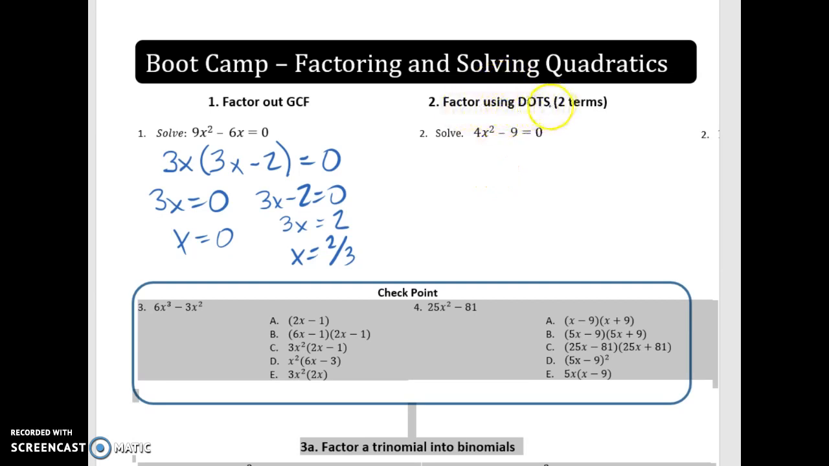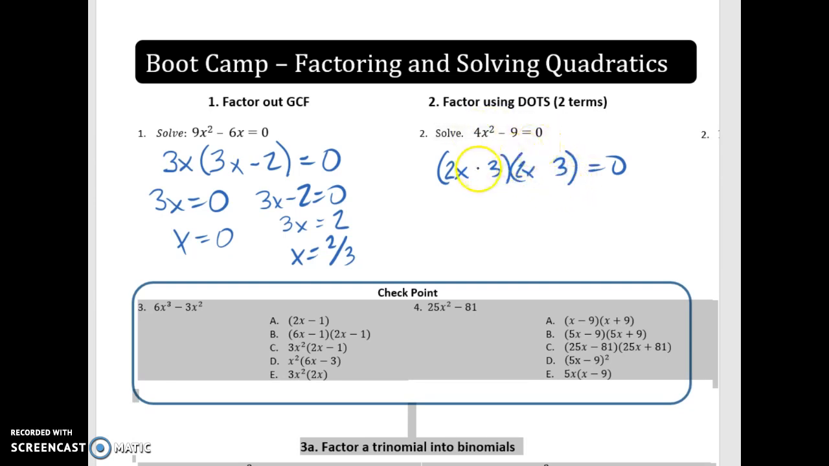This one says factor using dots. That's the difference of the squares. So this is a perfect square, and this is a perfect square. So we put down our two sets of parentheses. The square root of this is 2x. The square root of that is 3. So 2x goes in the front of both, 3 goes in the back.